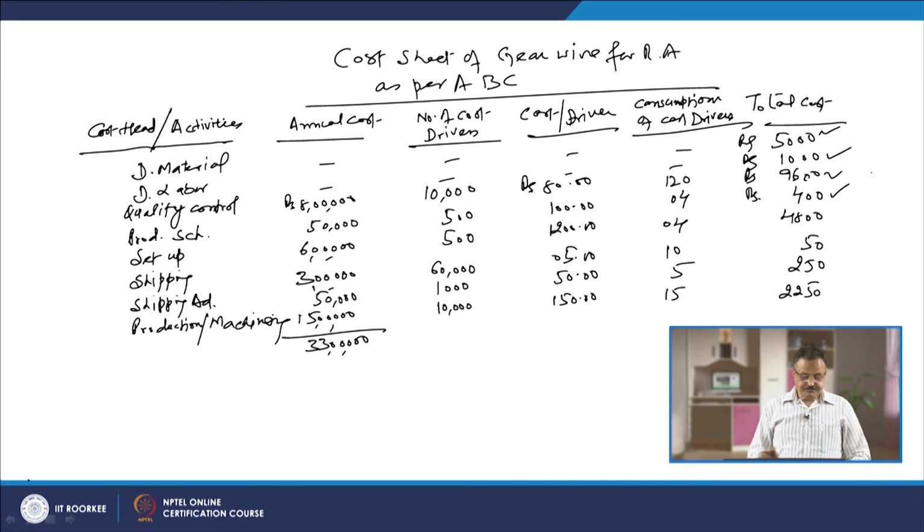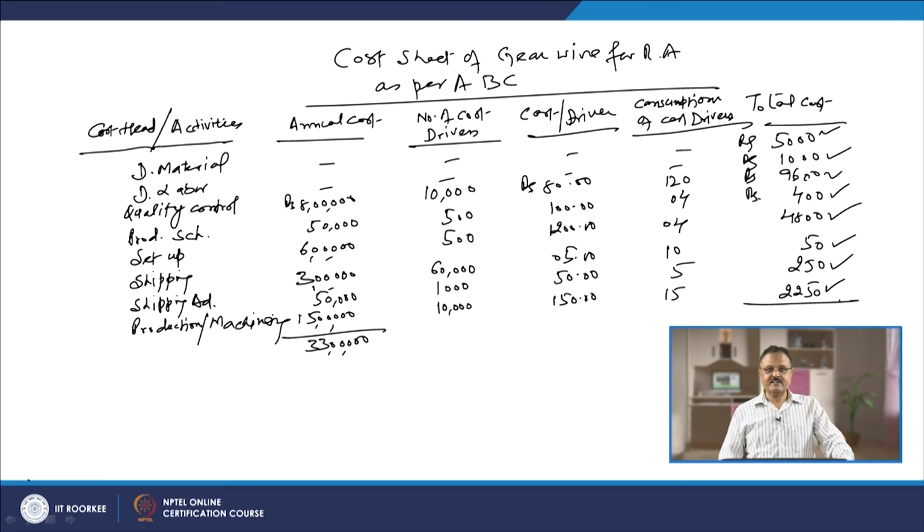Then the next head is the setup cost, which is 4,800 rupees, and the shipping cost is 50 rupees, and then the shipping administration is 250 rupees, and production and machining of the product is as per the number of hours we are using, that is 2,250. So, if you now calculate the total allocation of the indirect overheads, out of this 33 lakh rupees for this one particular product, the overheads to be allocated, if you total it up, work out as how much? 17,350. This is the total indirect cost.